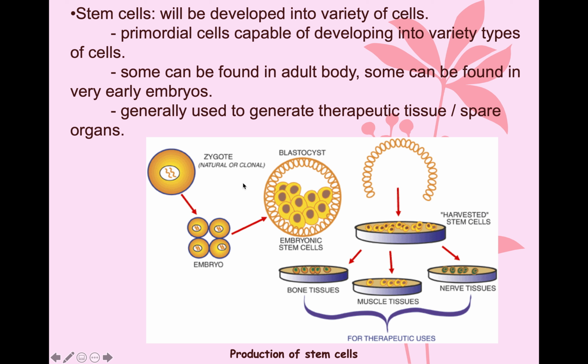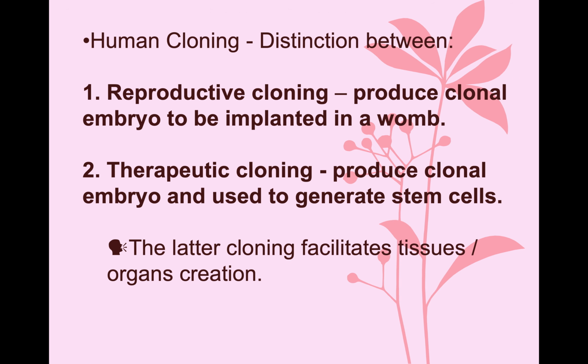You can either get the zygote from natural or from clonal, such as parthenogenesis. You get the developing embryos from the blastocyst. You can get the embryonic stem cells, basically the inner cell mass. You could just harvest it, grow it in the lab in vitro, and induce it to become different types of cells, such as bone tissue or muscle tissue or nerve tissue for therapeutic purposes and so forth.